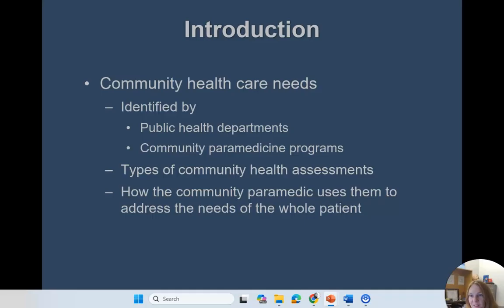All right, so we're discussing our community needs assessment. In this section, we're going to learn how communities figure out what their health needs really are, as well as how community paramedics like you guys can use that information to care for the entire patient, the whole patient. You'll see how public health departments and community paramedicine programs identify gaps and create plans, as well as connect patients to resources. We're going to cover 2 types of assessments.